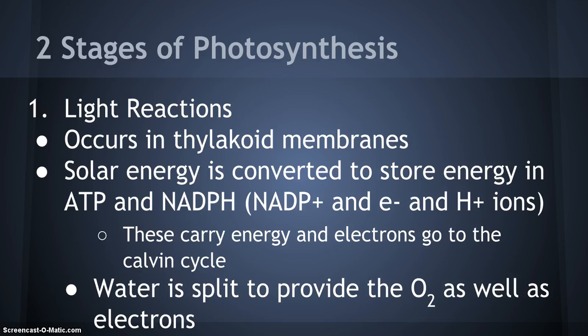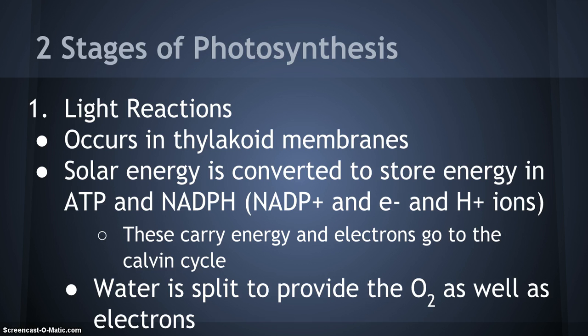Okay, so we have two phases of photosynthesis. They're both really, really important. The first one is the light reactions. It occurs in the thylakoid membrane of the chloroplast, where we have the chlorophyll. Now, solar energy is converted to store energy in ATP and NADPH. Now, NADPH is the same thing as NADH, but that P stands for photosynthesis.